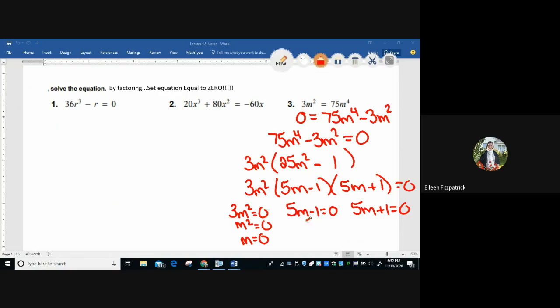All right. The next one, we're going to add 1 to both sides. So you have 5m is equal to positive 1. Then divide by 5, m is equal to 1/5. And then subtract 1 from both sides, so 5m is equal to negative 1. Divide by 5, m is equal to negative 1/5.